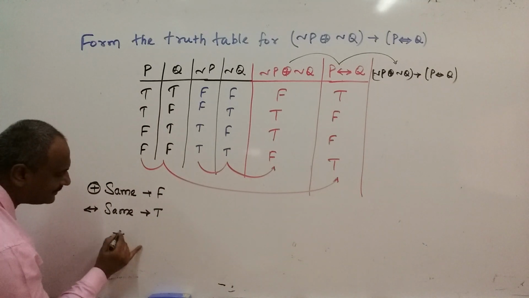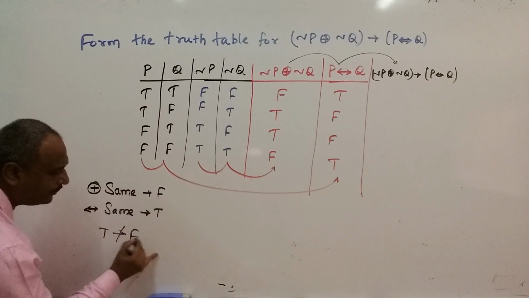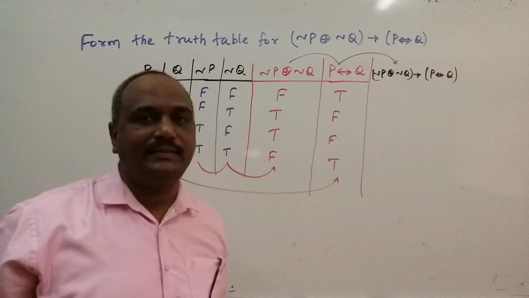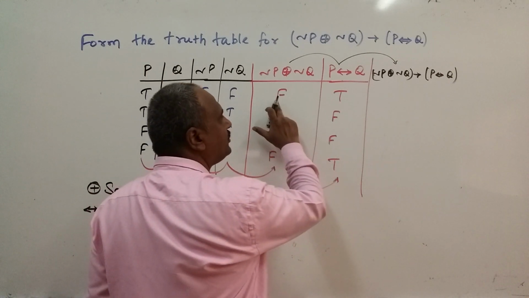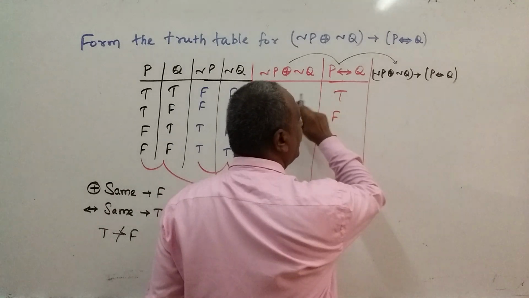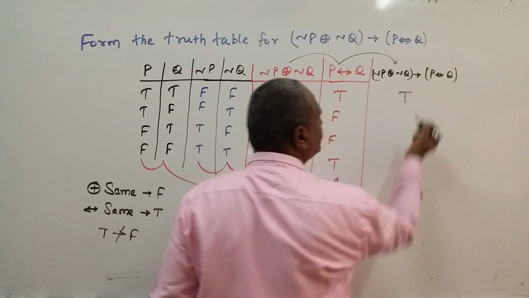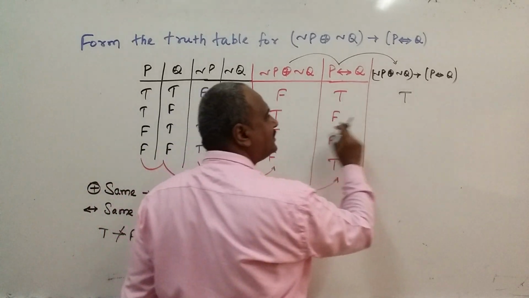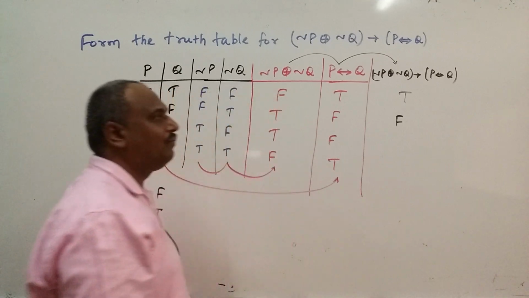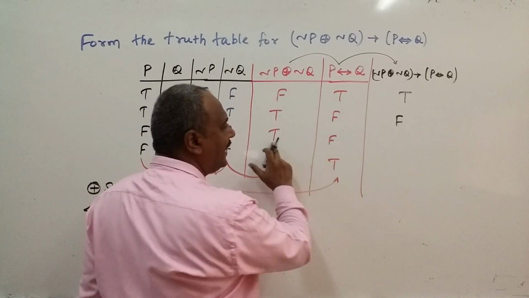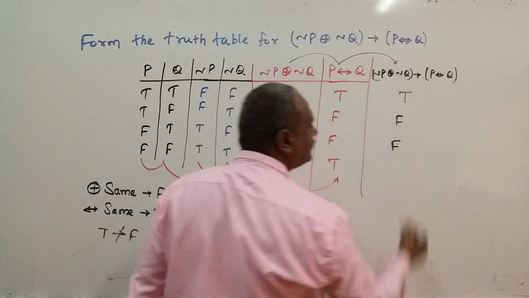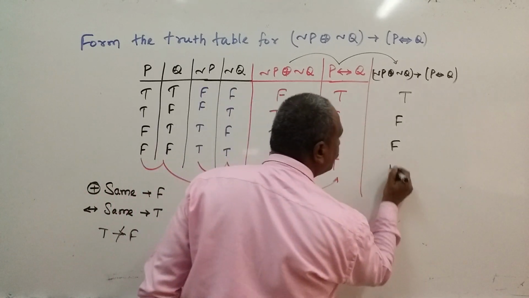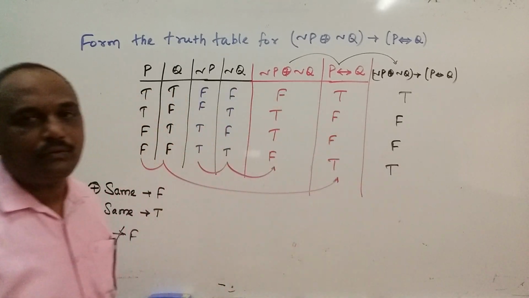For implies, we said a true statement cannot imply a false statement. So here I check. I have false, true: a false statement implying a true statement, so the result will be true. No problem. True, false: a true statement cannot imply a false statement, so the result will become false. True, false again: the result will become false. False, true: the result will be true. So the final output is true, false, false, true.